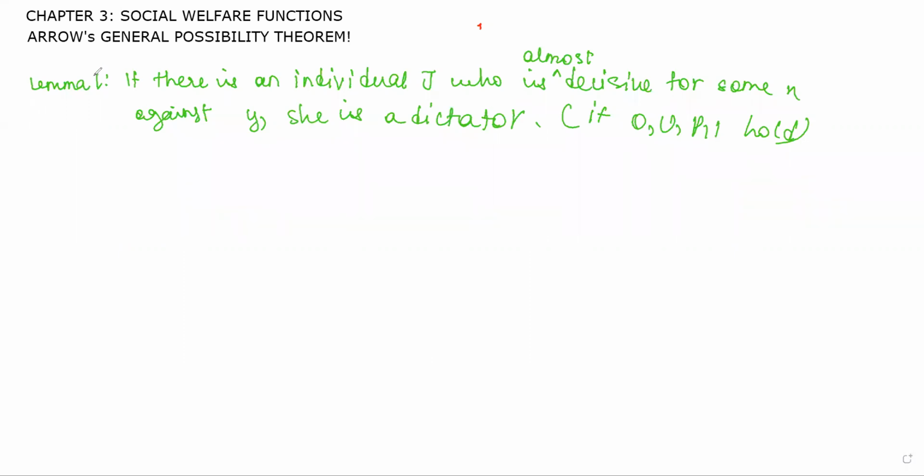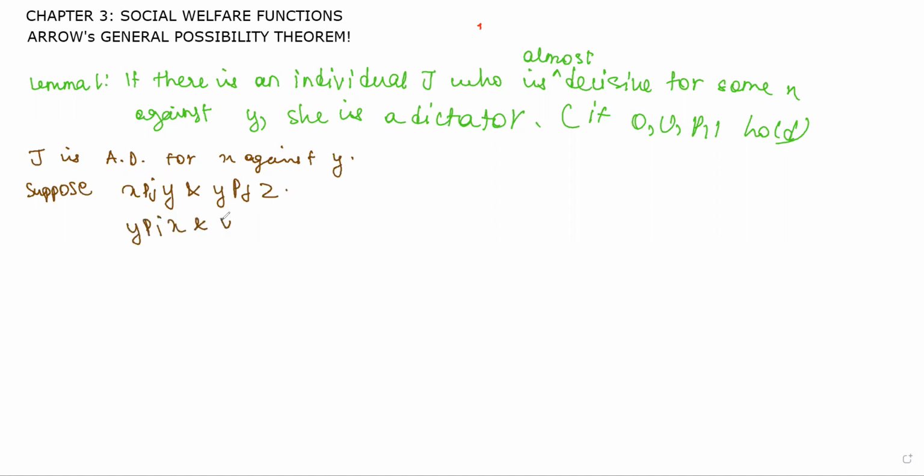Now, let's get into the first lemma. The proof is a little involved. You have to stay with me. So, J is almost decisive for X against Y. Now, suppose X P_J Y and Y P_J Z. Now suppose Y P_I X and Y P_I Z, where I is all individuals who are not J.